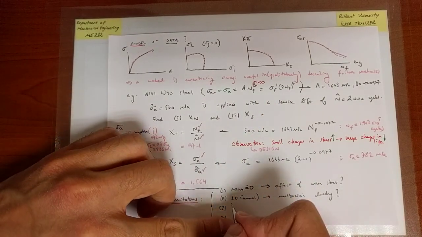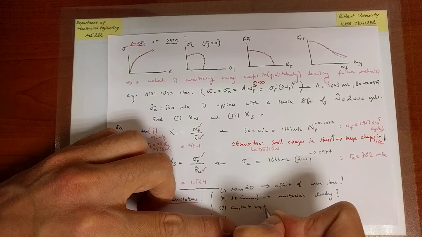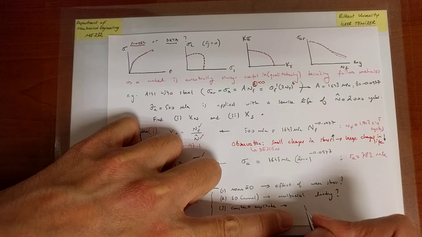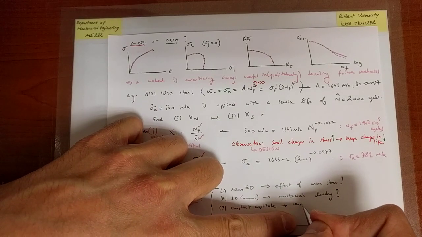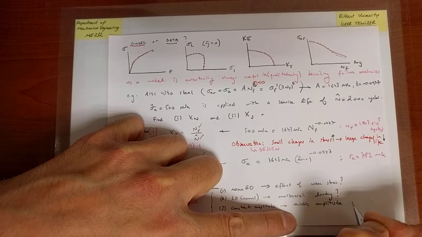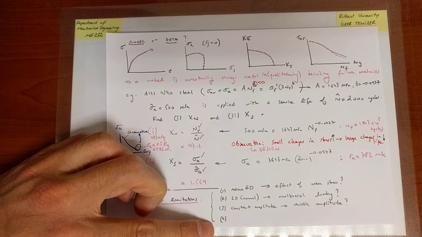The third limitation is that we've assumed constant amplitude loading. In other words, we've assumed that the load profile is not changing over time, but it turns out load profiles do change over time. And that's called variable amplitude loading. So we need to be able to address that.